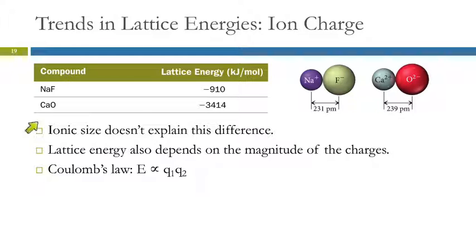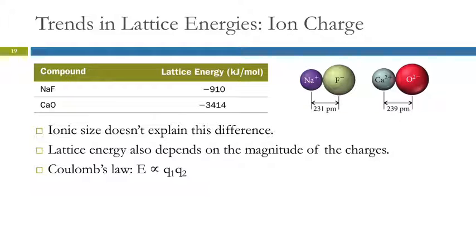We see that the calcium oxide has a much larger lattice energy than sodium fluoride. Ionic size has been taken out of the picture. It's got to be the charges. Coulomb's law also says that the energy is proportional to Q1 times Q2, the charge on the one times the charge on the other. Well, for sodium fluoride, it's 1 times 1, which is 1. For calcium oxide, it's 2 times 2 is 4. So you predict that this would be 4 times as attracted as this one.